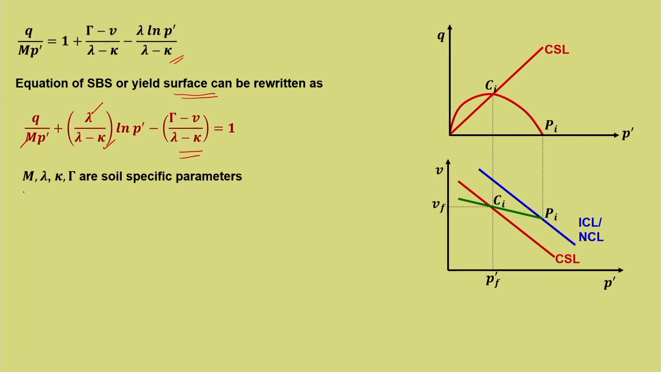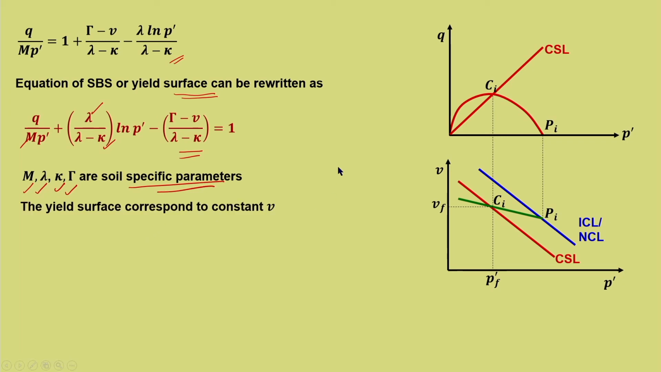So this is one part of the story, and in this particular course we will be discussing only this part of the story. What is the other part of the story? The other part of the story deals with the plastic straining, where we need to define how the plastic straining happens and how it propagates. So that particular aspect we are not discussing in this course. So here M, lambda, kappa and gamma are soil specific parameters.